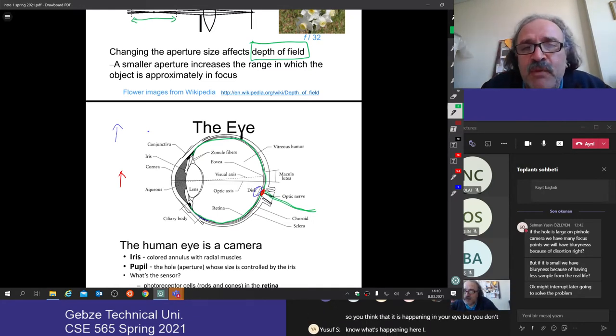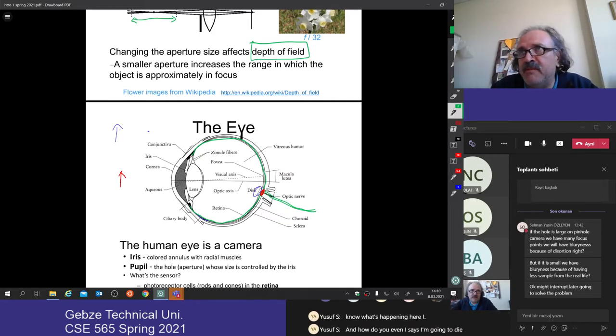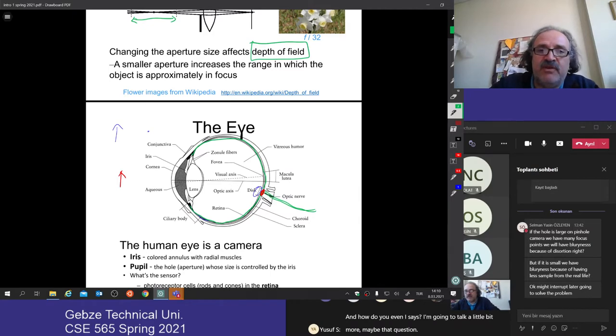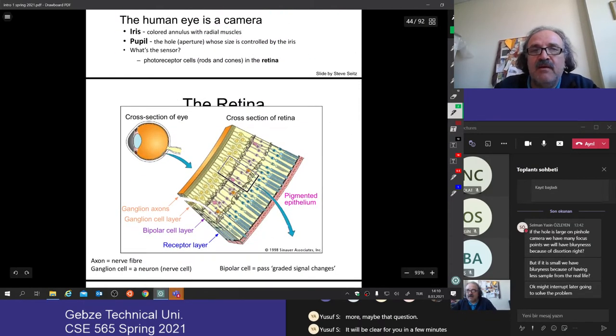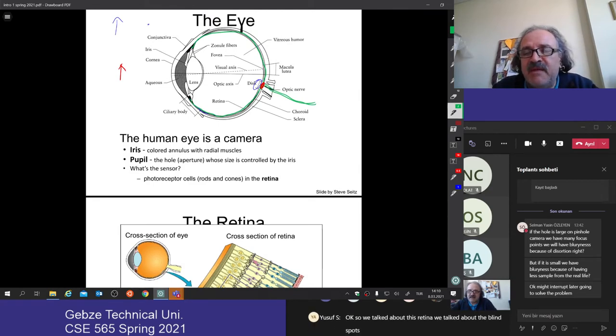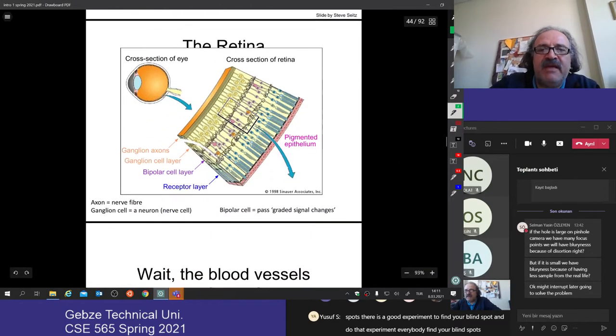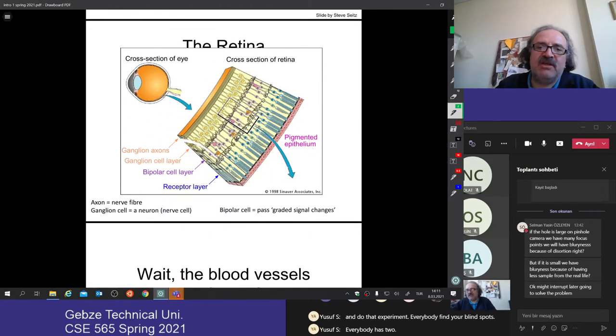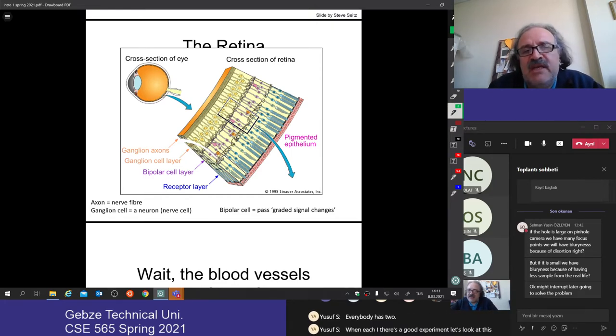And how the human eye sees, I'm going to talk a little bit more. Maybe that question will be clearer for you in a few minutes. Okay, so we talked about this retina. We talked about the blind spots. There is a good experiment to find your blind spot. Everybody find your blind spot. Everybody has two, one in each eye. That's a good experiment. Let's look at the structure of the retina actually.